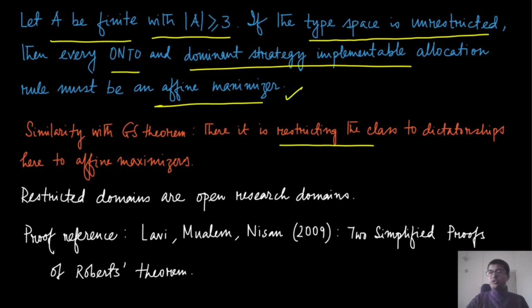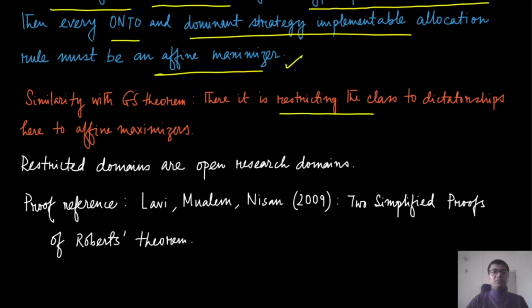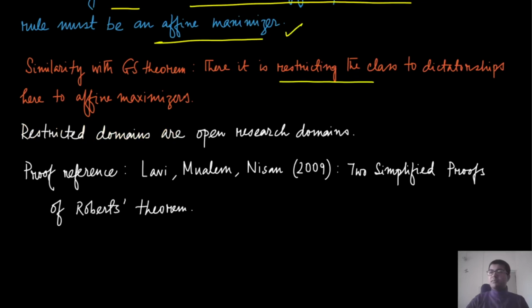So we will not go into the proof of Roberts' theorem. It's really very long. But if you are interested, there is a very nice paper by Lavi, Mu'alem, and Nisan. The title is also Two Simplified Proofs. They provide two proofs of the Roberts theorem, and both are really easy to follow. So an interested reader can take a look at this paper.